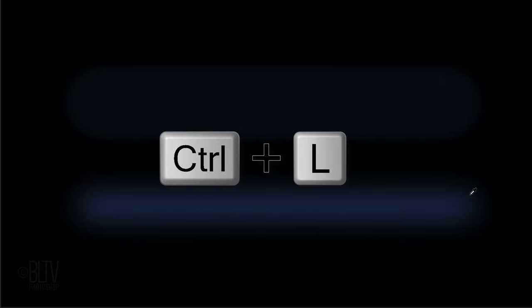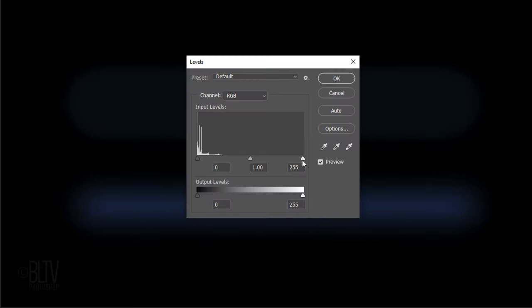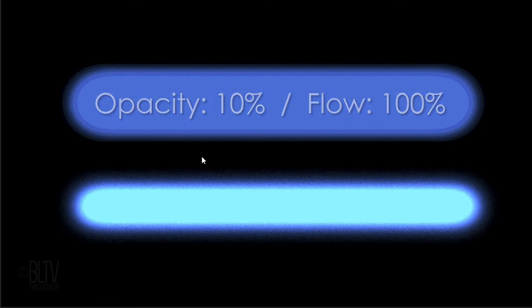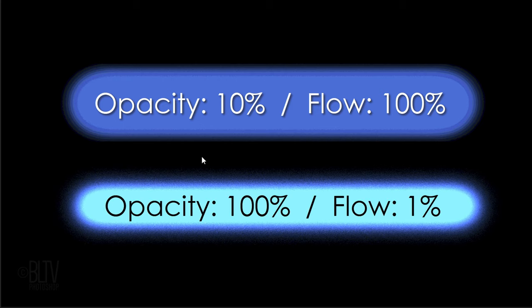I brush two lines using the same dark blue color we typed in. I'll open the Levels window and drastically increase the highlight level amount so we can see how they react. The top line's opacity is 10% and its flow is 100%, while the bottom line's opacity is 100% and its flow is 1%. Notice how the top line looks segmented, while the bottom line has no segments at all. This is the one we'll use to brush in the color.